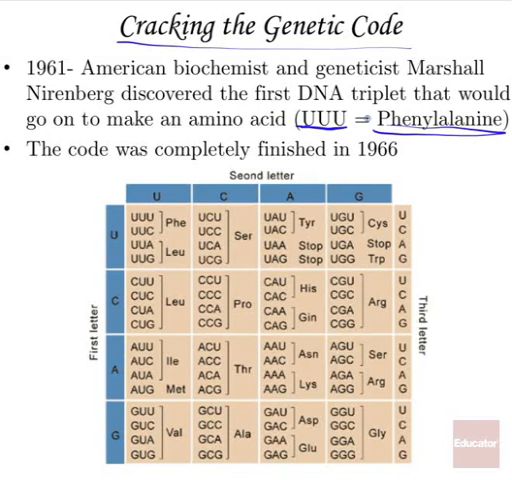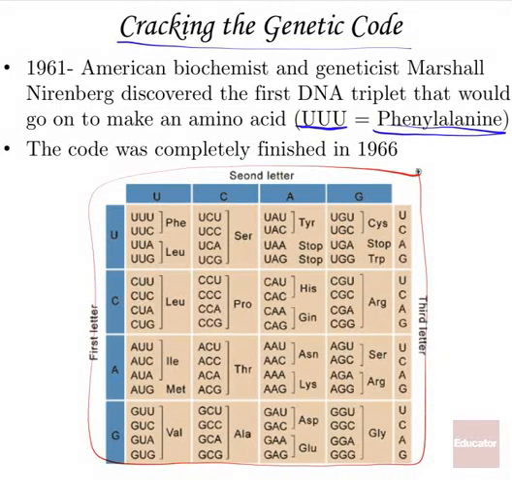Now, it took about 5 more years, and some other researchers helped, but the code was completely finished in 1966, and what they found is that there were 64 possibilities, okay, of triplet codons. And each one of these could code for an amino acid, or so they thought. 3 of them, and these are important, were found to not actually add an amino acid and instead cause the release of the polypeptide chain from the ribosome. But the other 61 possible codons all coded for amino acids.